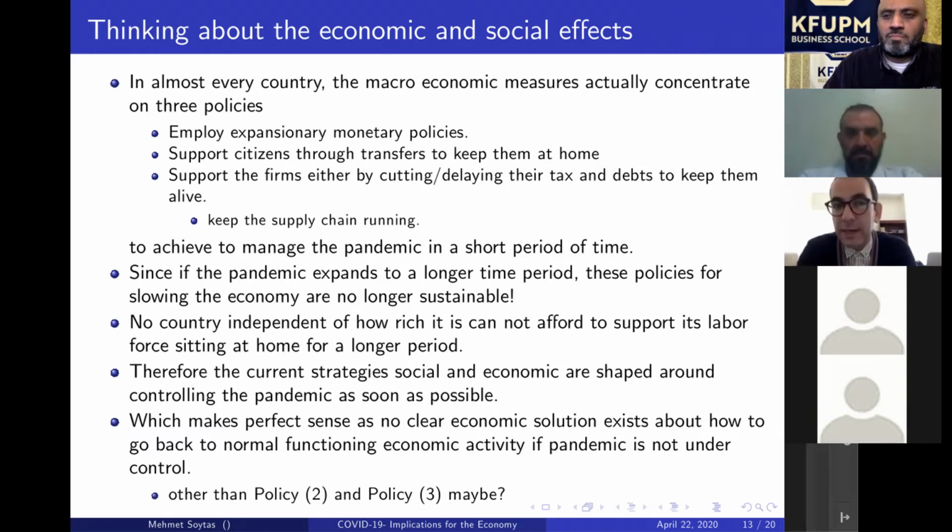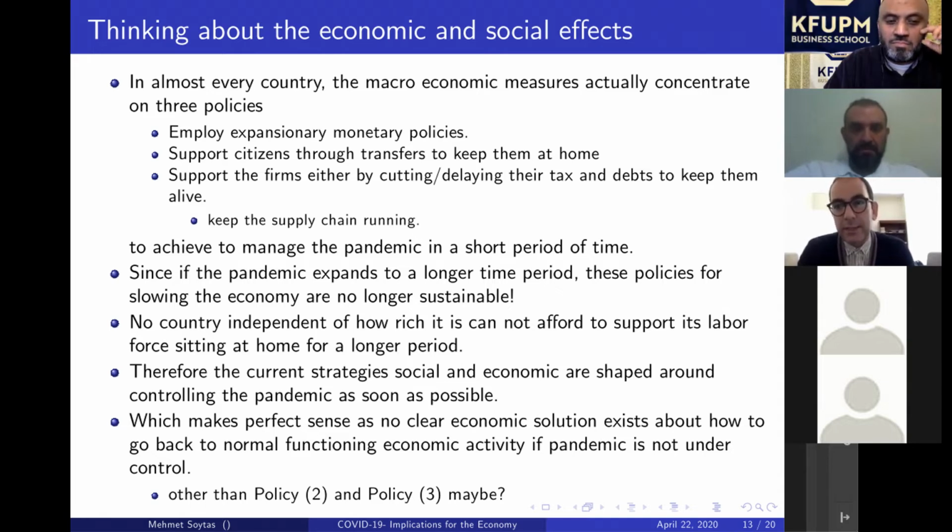So all these policies are about managing the pandemic in a short period of time, and that is useful and should be done. But the issue I want to bring to your attention is that if the pandemic extends over a longer time period, these policies for slowing the economy are no longer sustainable. No country, however rich, can afford to support half of its labor force sitting at home, even for a year, or 6 or 7 months. So something has to be done about going back to normal economic activity.